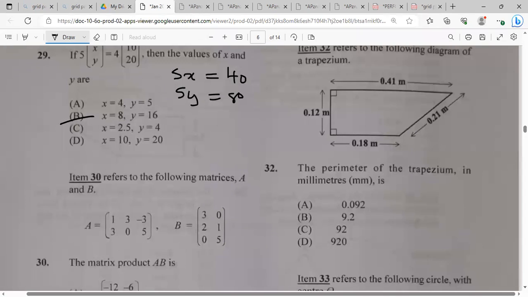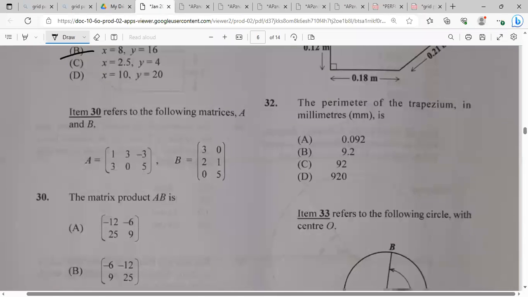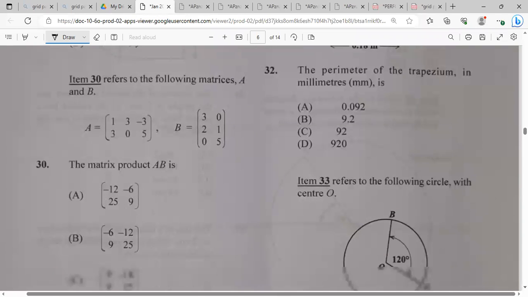Item 30 refers to the following matrices. The product of AB is, so I really want to multiply this. Alright, so 1, 3, 3. And they give us such a small space. Let's not consider the people's names.